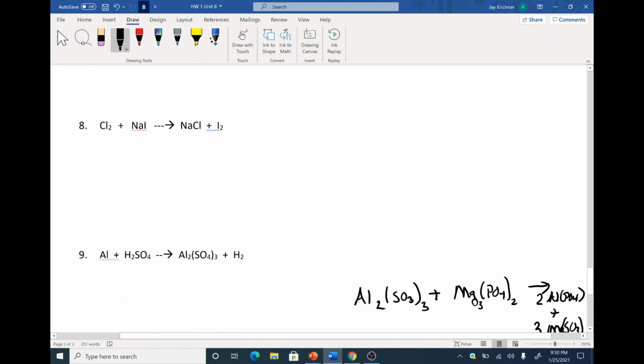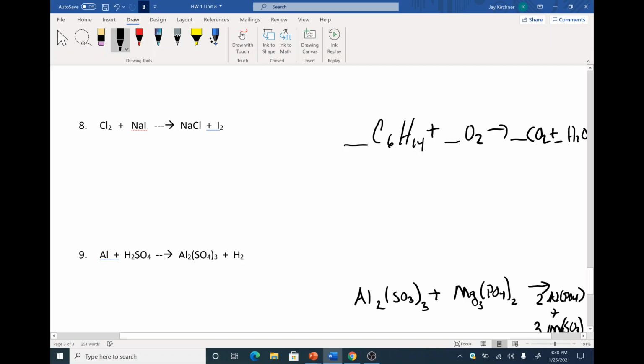Let's try another one here. My next lesson is going to be something about CHs and Os. So I'm going to put C6H14 with a blank in front of it plus O2 gives us blank CO2 plus blank water.